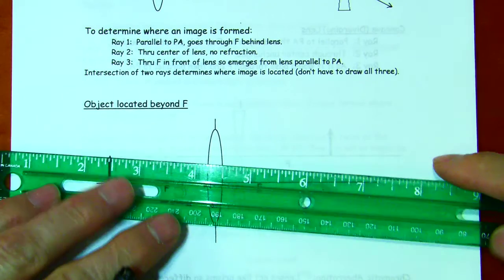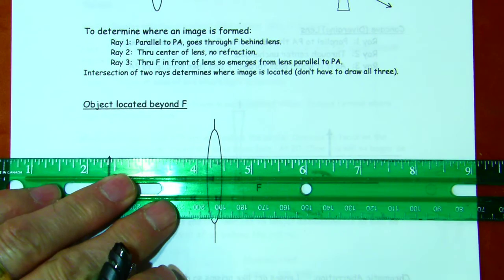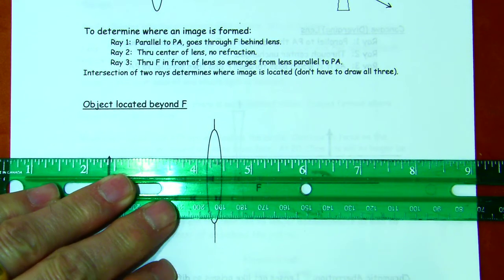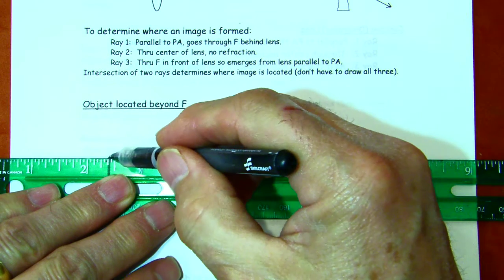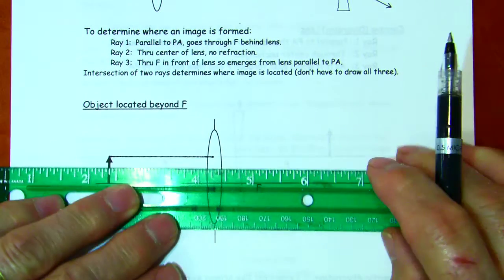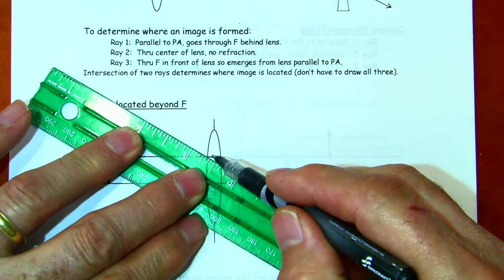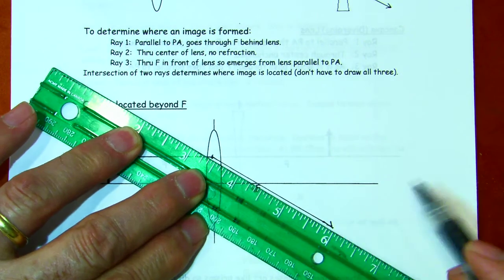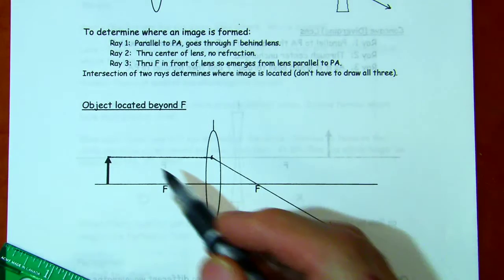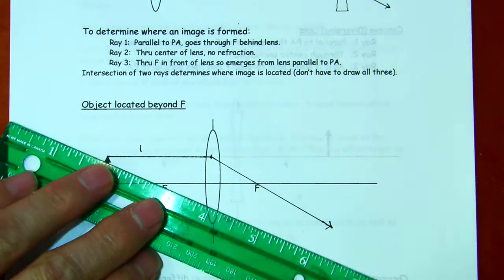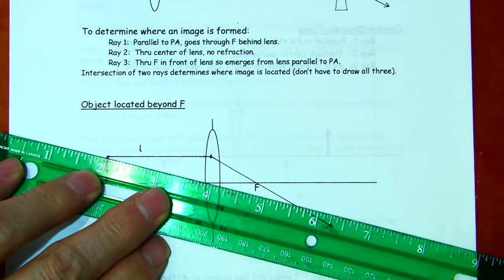So, first ray, parallel to the principal axis. You can use a straight line if you want when you're doing ray diagrams for the lens. I just happen to have them drawn here to show you. It's going to go through the focal point, as we talked about. So this would be ray 1. Ray 2 through the center, unchanged.